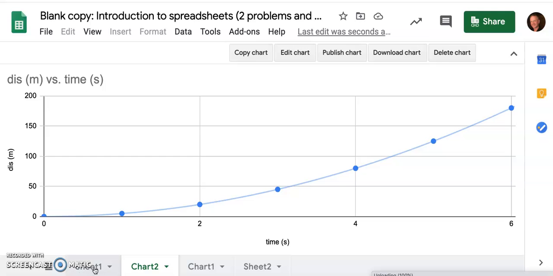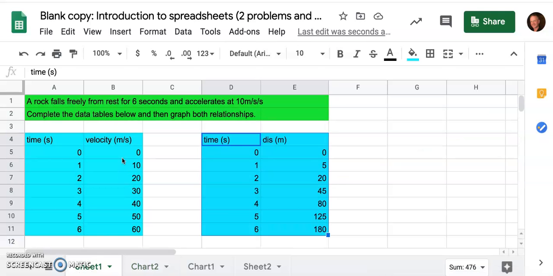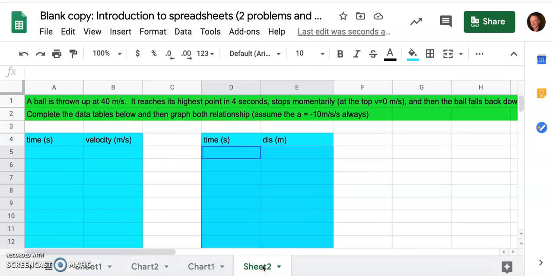Okay, so what we have done is we have modeled the data trend in two different tables for a rock in free fall for 6 seconds, accelerating due to gravity at 10 meters per second squared. We're going to do the same for sheet number 2. So on the bottom, you have sheet number 1 with 2 charts. Scroll to sheet number 2, and there's a new problem.